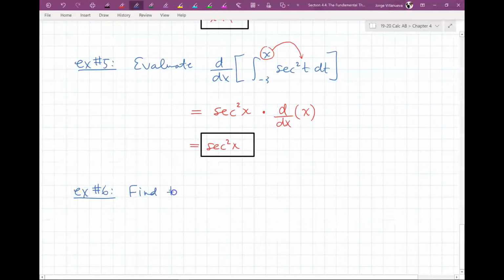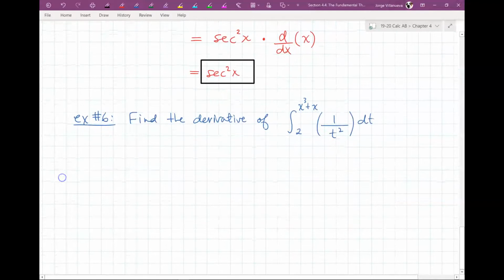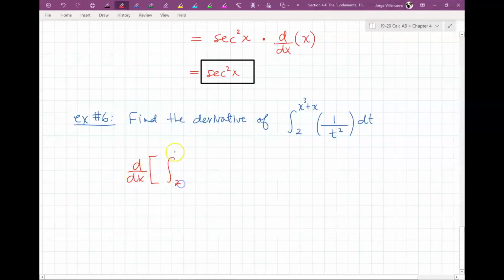Find the derivative of the integral from 2 to x squared plus x of 1 over t squared dt. Don't let the fact that it's a fraction scare you. Don't think, oh man, now I got to move that fraction up. No, no, no. All you got to do is plug stuff in. Okay? So they want me to find d dx of the integral from 2 to x squared plus x of 1 over t squared dt.